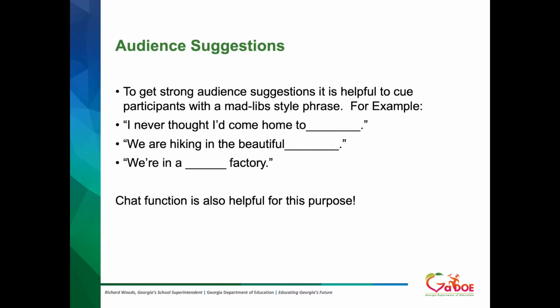To get strong audience suggestions, it is helpful sometimes to cue participants with Mad Lib style phrasing. For example, "I never thought I'd come home to blank," or "We were hiking in the beautiful blank," or "We're in a blank factory." Chat function is also very helpful for this purpose.